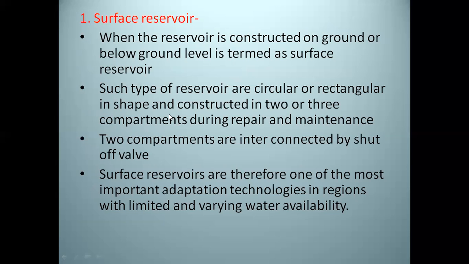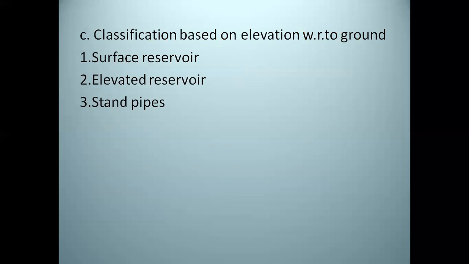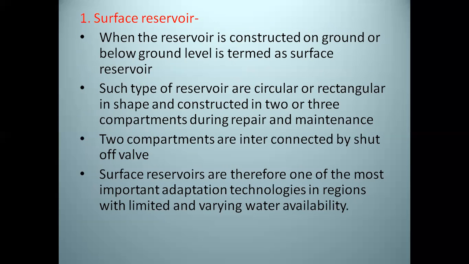Now we discuss this classification based on the elevation with respect to ground. First is the surface reservoir. Now see what is the surface reservoir. When the reservoir is constructed on the ground or below the ground level, it is termed as a surface reservoir. When the reservoirs are constructed on the ground or below the normal ground level, then this reservoir is called a surface reservoir. Such types of reservoirs are circular or rectangular in shape.